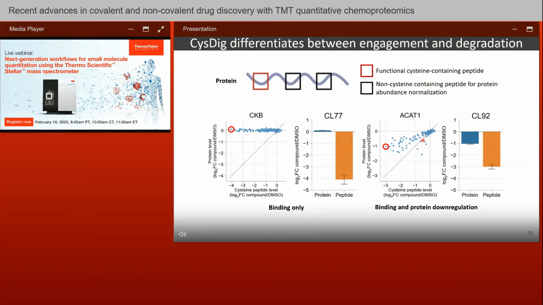On the other hand, we do have other examples. We see both degradation and engagement, right? So in this case, you see cysteine peptide level decrease and also protein level decrease. So the hypothesis could be that this compound binding to this protein actually induces its degradation.